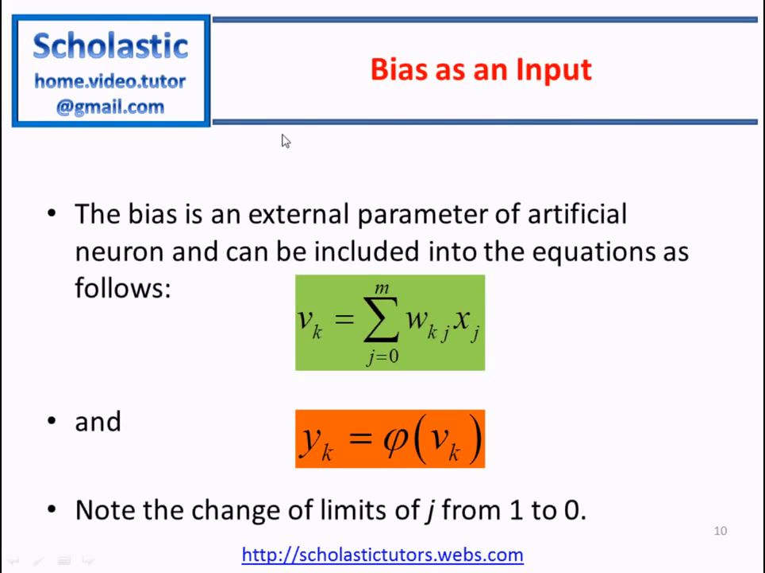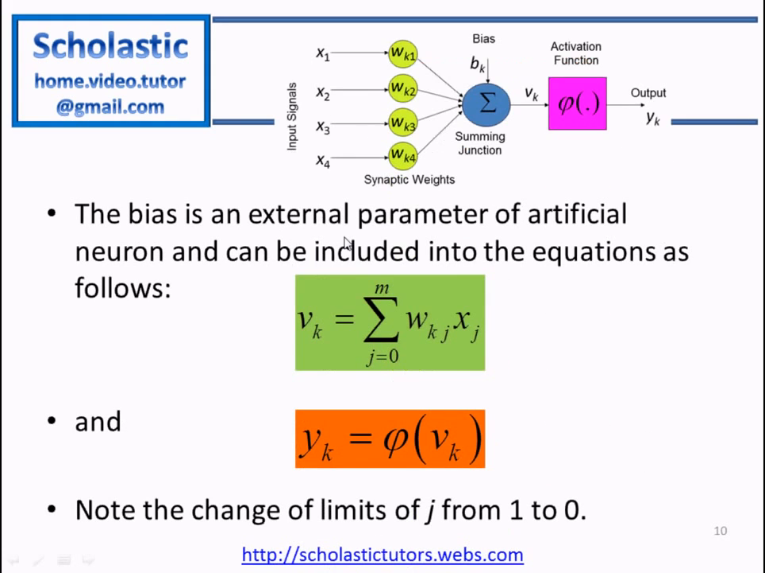Okay, so instead of having a bias as a separate thing here, we can put this inside the summation. So you can see that instead of starting from j equal to 1, now we start from j equal to 0, go up to m. In this case, j equal to 0 means the bias. So we take care of bias inside the same function and make it more simplified.